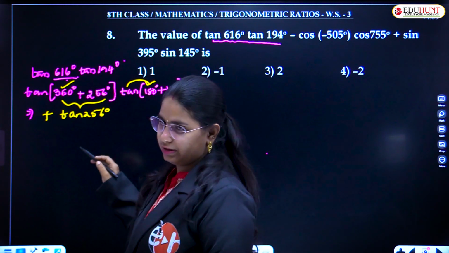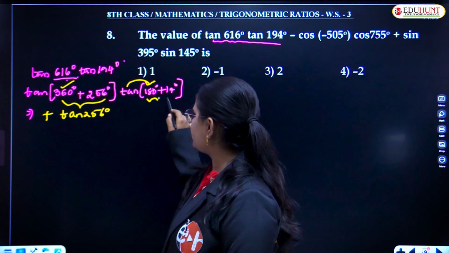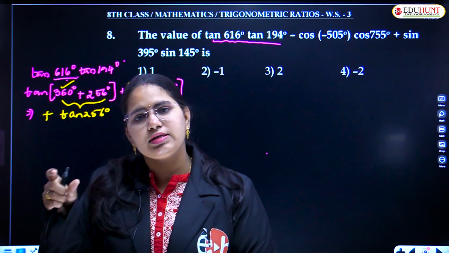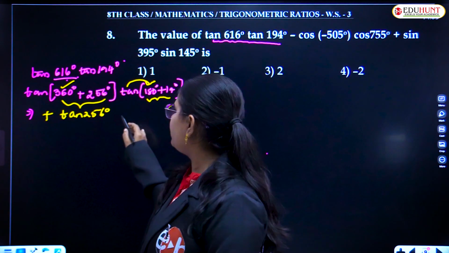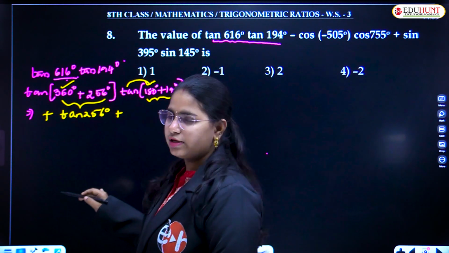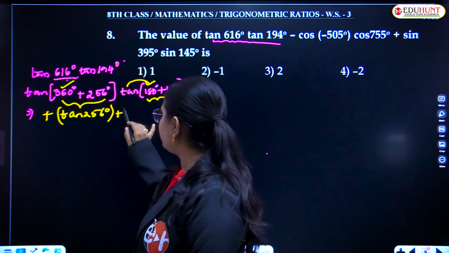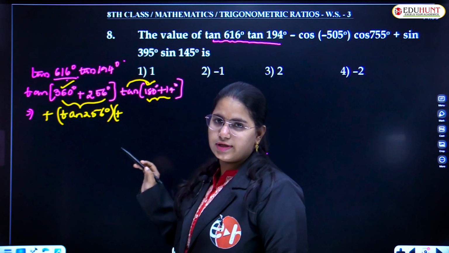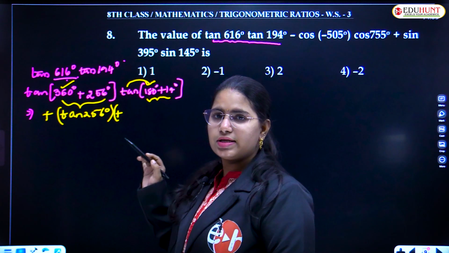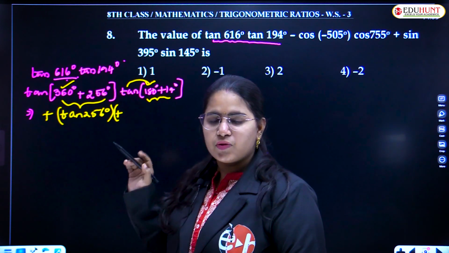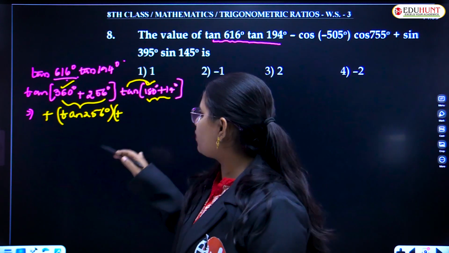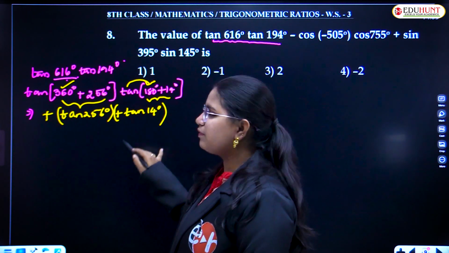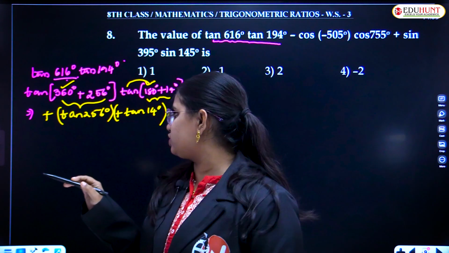Tan 180 plus theta, right? 180 plus theta belongs to the third quadrant. In the third quadrant, tan takes a positive sign, so it will become positive here. 180 is an even multiple of 90, correct? So what do I get from this? Tan 14 degree. As usual, for an even multiple of 90, the function does not change, correct?